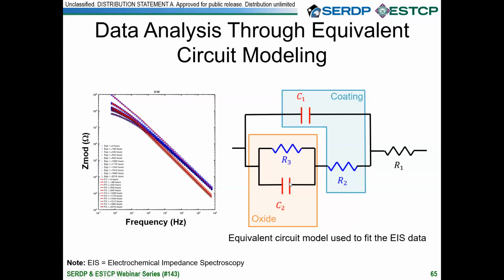And I've highlighted here the different circuit elements. So this resistor and capacitor, those values give us information about the oxide. This capacitor and this resistor give us information about the coating. And this last resistor tells us about the solution resistance. And we're going to focus on this resistor here. We're calling that the pore resistance of the coating system, and how that changes over time is what's going to give us information about the way the coating system is behaving.